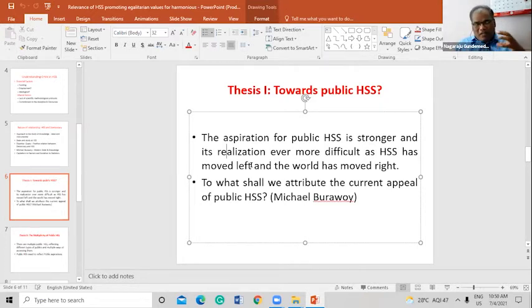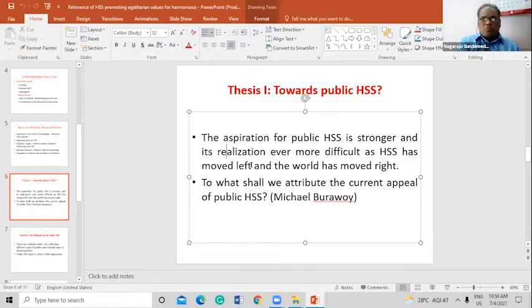So this is where he highlights some of the intellectual paucity of humanities and social science. He says that when the world is moving towards the right, the intellectuals have moved towards the left. Especially he made this observation in the context of the West, but I feel that this is also very much relevant in the context of India and all over the world.